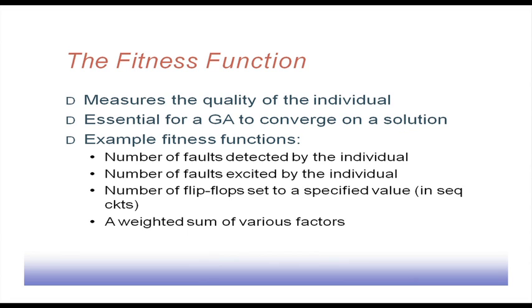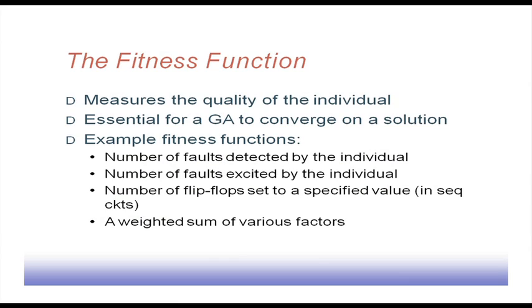About the fitness function, it measures the quality of the individual, and is essential for a GA to converge to a solution. The fitness function should be good, and should reflect the actual fitness of the individuals. For this test pattern generation problem, we can have several such fitness functions, like the number of faults detected by the individual. That is one type of fitness function. Then the number of faults excited by the individual may also be a fitness function. The number of flip flops set to a specified value, which is important for sequential ATPG, may be another fitness function. Or we may have a weighted sum of these factors.